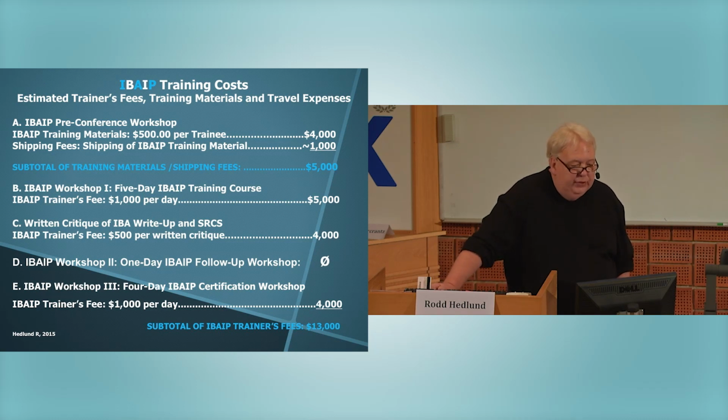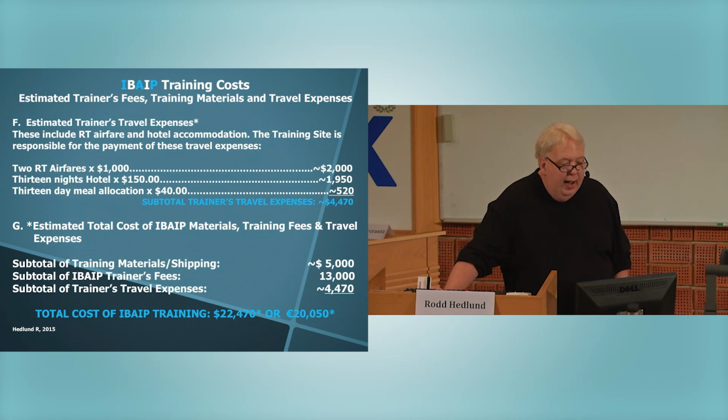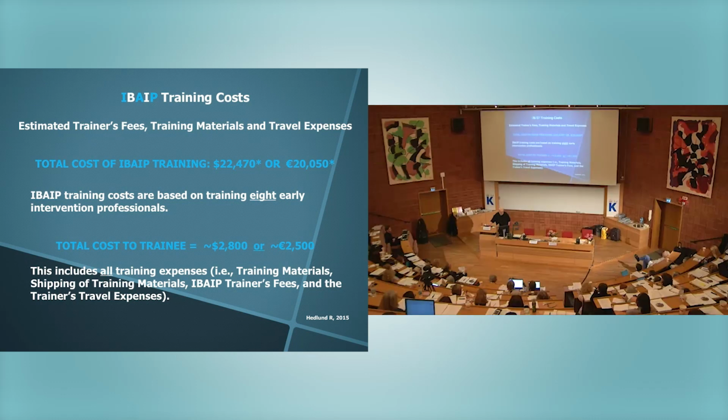Costs. Subtotal of training materials and shipping fees are $5,000. Subtotal of IBA trainers fees are $13,000. Estimated trainers fees with regards to the travel expenses are estimated at $4,470. And the total cost of IBAIP training is $22,470 or 20,050 euros. So if you have 8 IBAIP trainees, you divide that total, and the total cost per trainee is $2,800 or 2,500 euros.